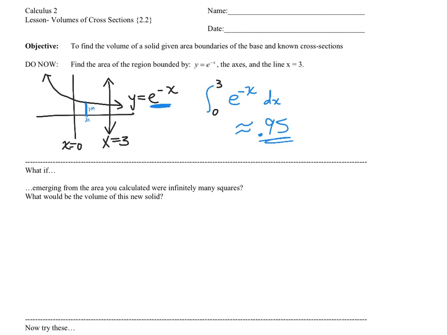All right, so a little what-if question here. What if emerging from the area you calculated were infinitely many squares? I feel like I updated this. I feel like it did it for the other class. Okay, well at least it's the same one.